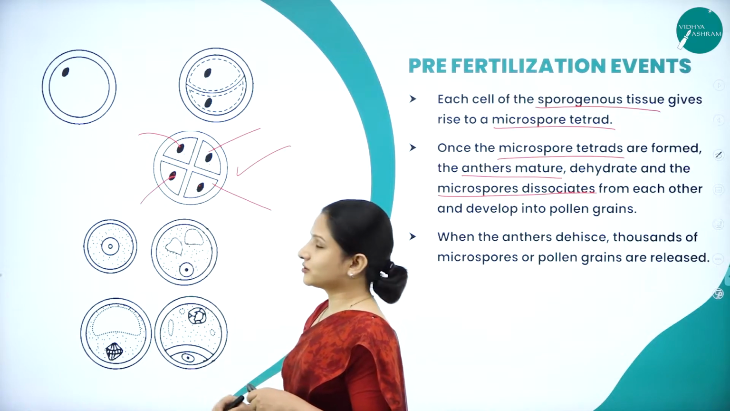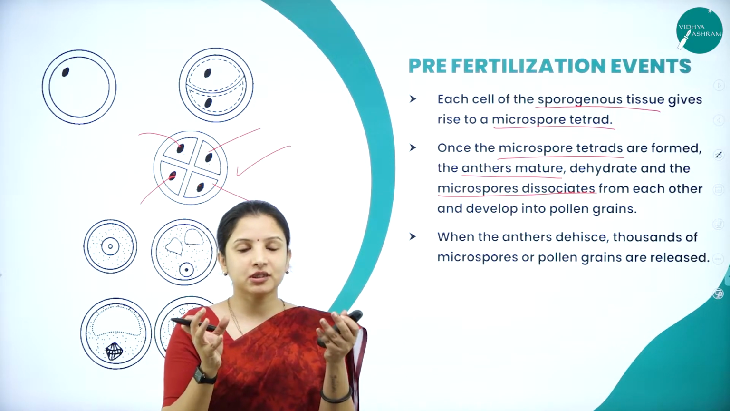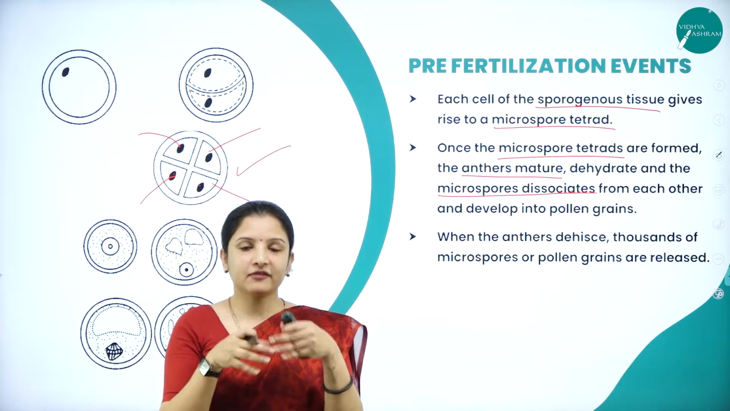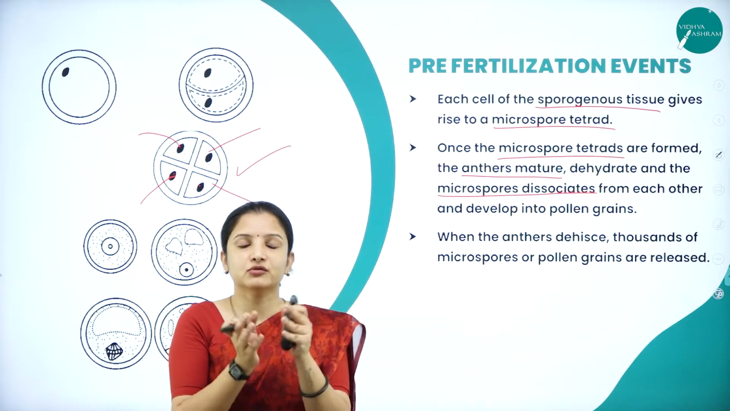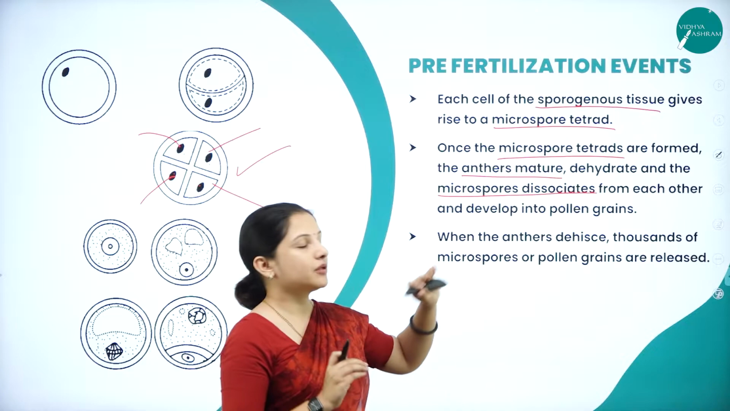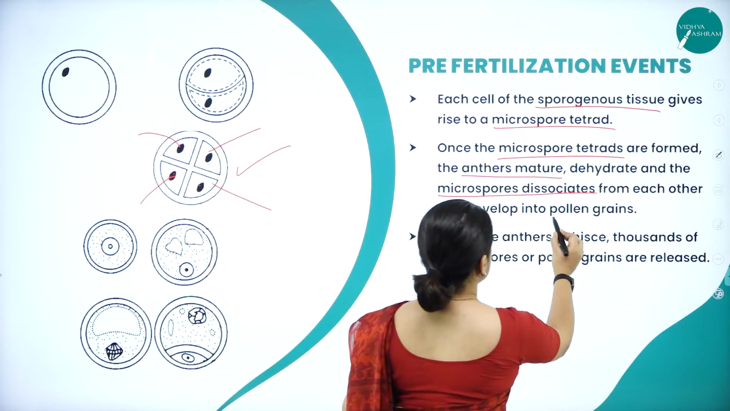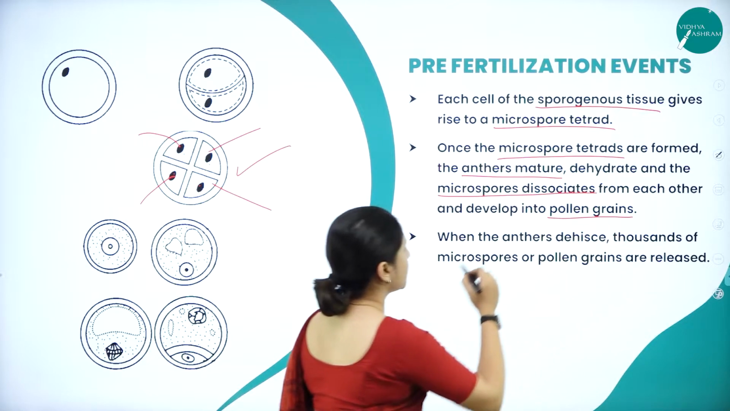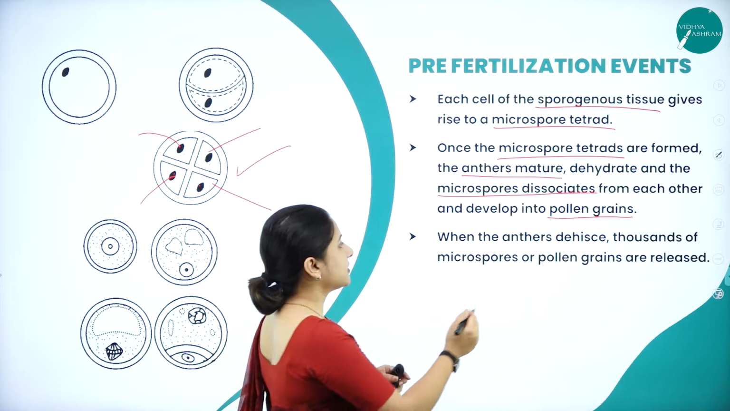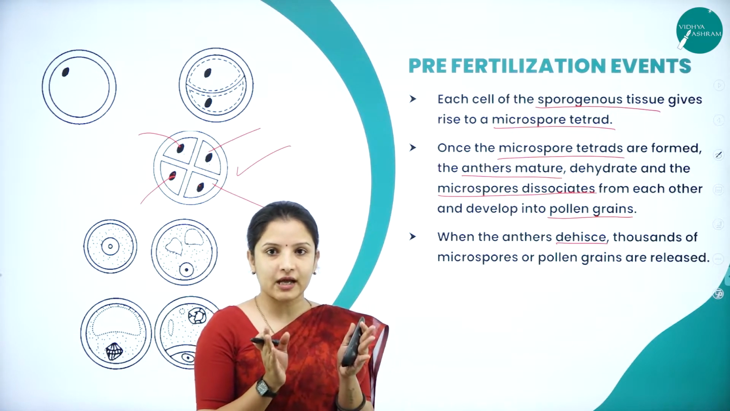Once they dissociate, the anthers will burst open. When they dissociate, for one microspore mother cell, 4 microspores will result. So there is no space inside the anther. The anthers will burst open and the pollen grains will start to come out of the anther. So they will dissociate from each other and form the pollen grains. Once the pollen grains are formed, the anthers will dehisce. Dehisce is nothing but splitting open of the anther.